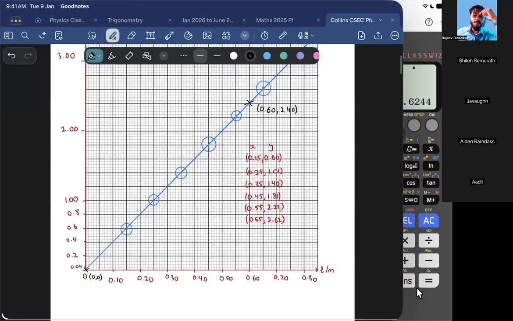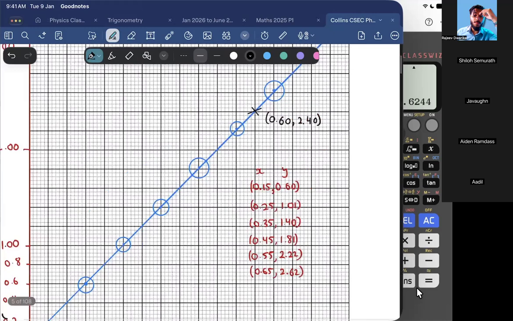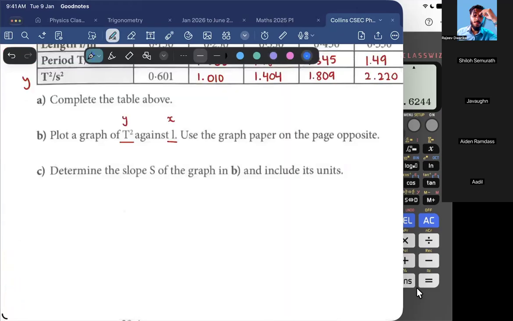So we could probably label 0, 0 as x1, y1, and we could label the other one x2, y2. Nice. Now, this is a place where students lose marks.